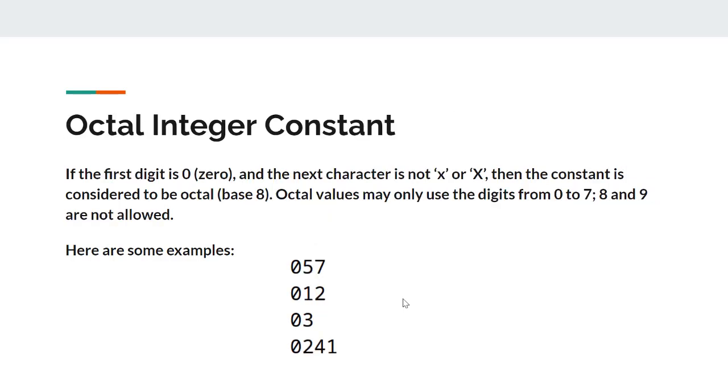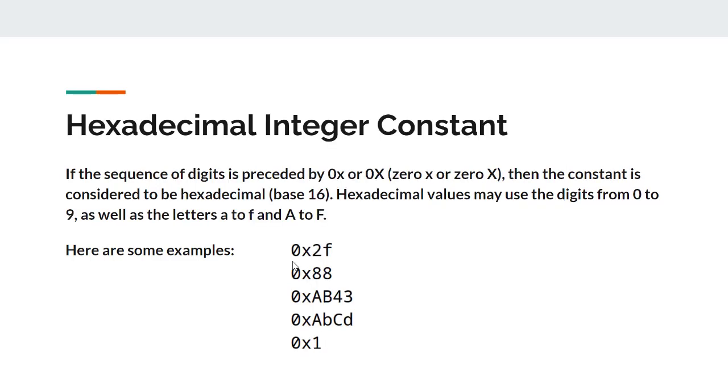Now octal constant. What is the meaning of octal? Octal means base 8. It contains digits from 0 to 7. Here 8 and 9 are not allowed, and we do not write the character x. So it just starts with 0, like 05, 07, 012, 03. Whenever we only use 0, it means it is an octal constant. Whenever we use 0x, it means it is a hexadecimal constant.